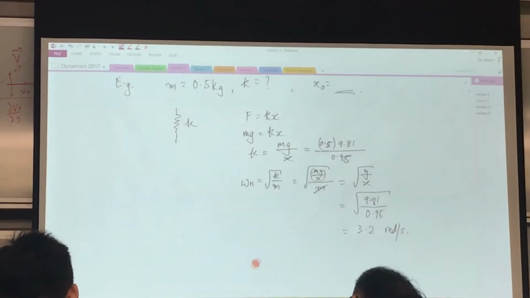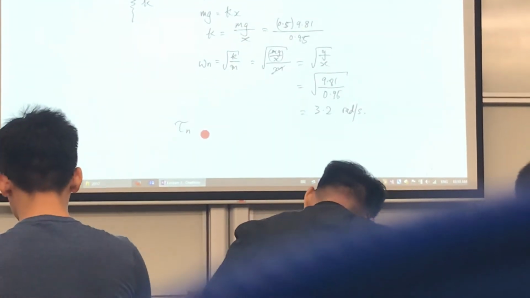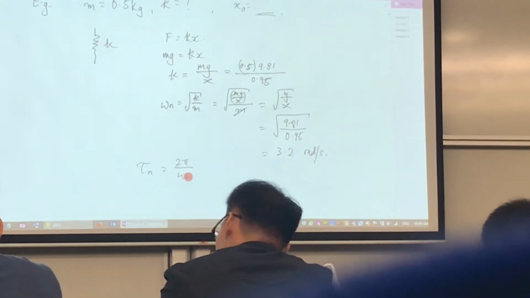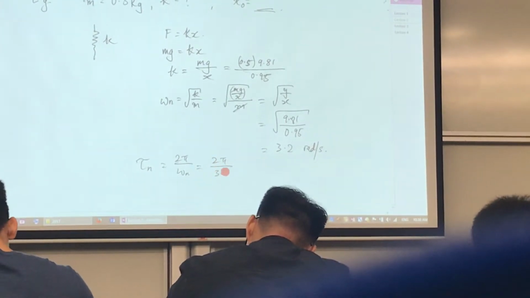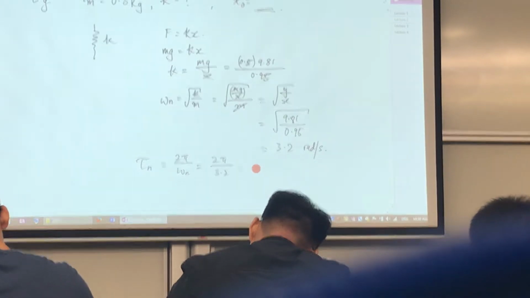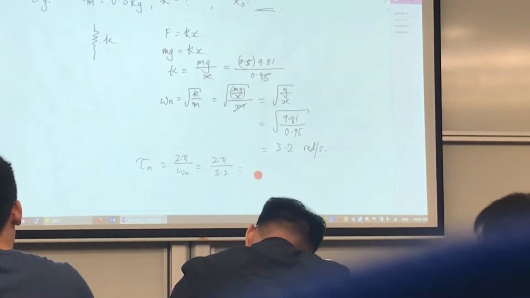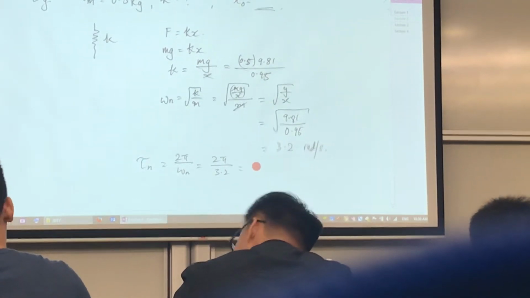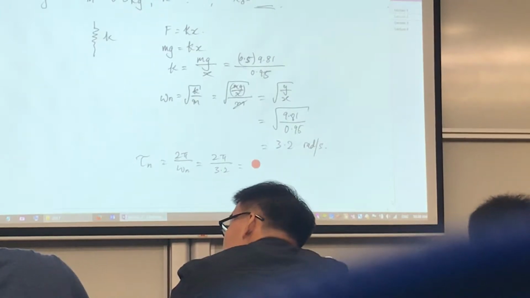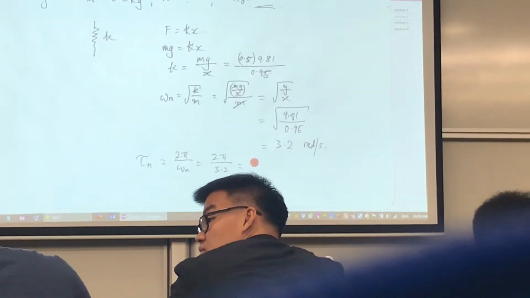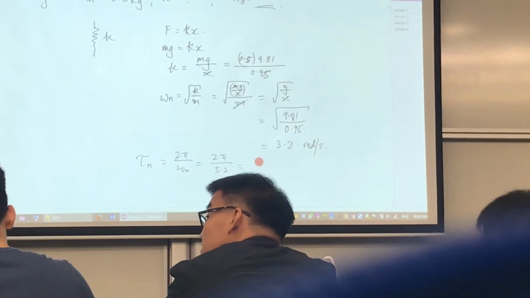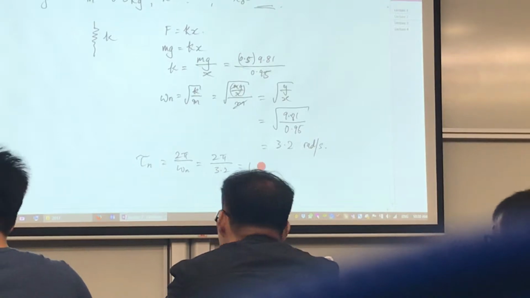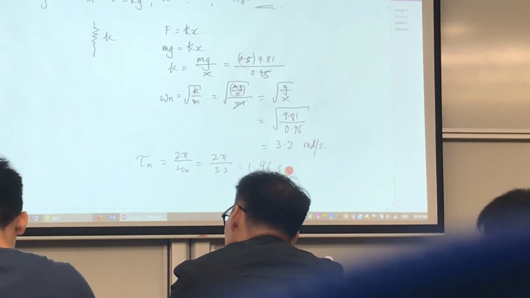So what I'm interested to find as well is the period of oscillation. That is 2 pi divided by omega n. So that's 2 pi divided by 3.2. And what do I get for this? That is 1.96 seconds. Yeah.